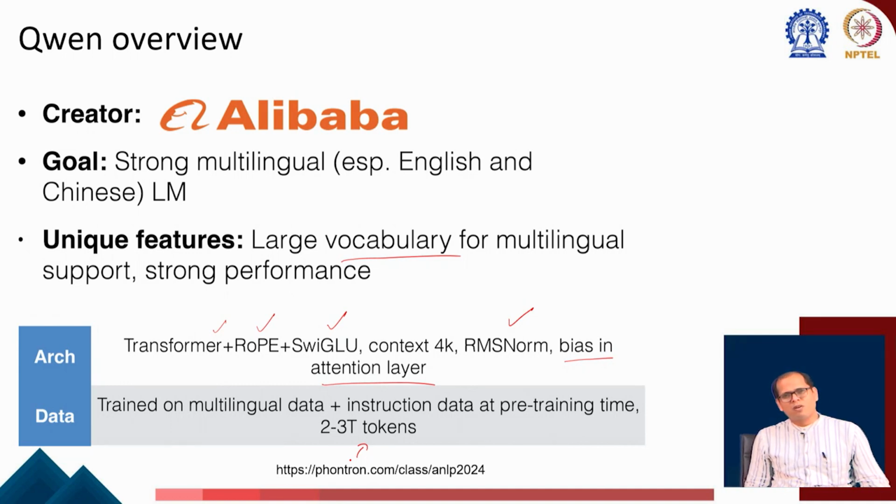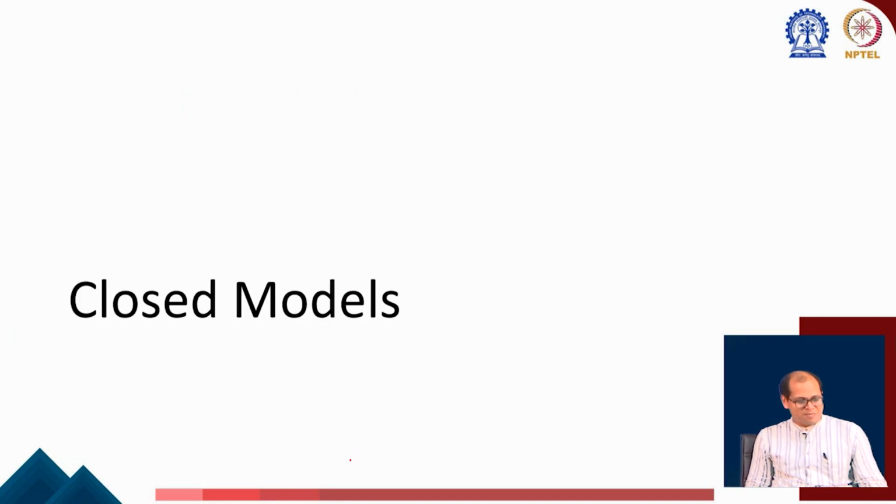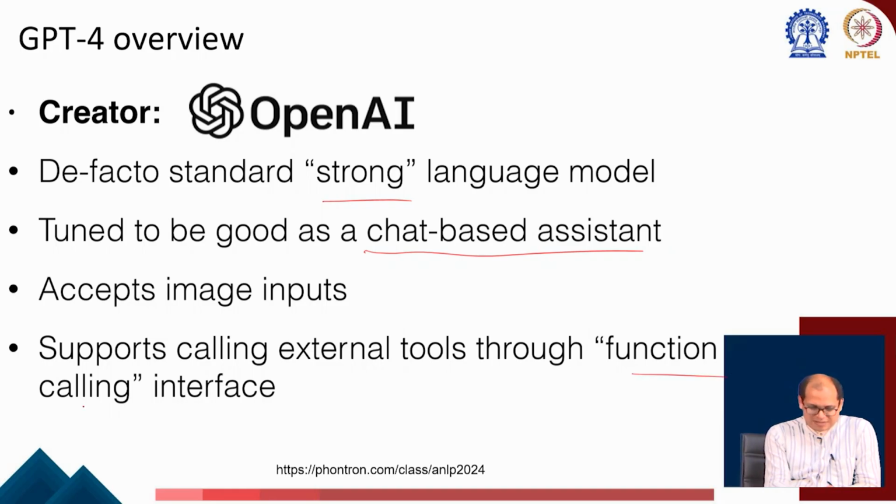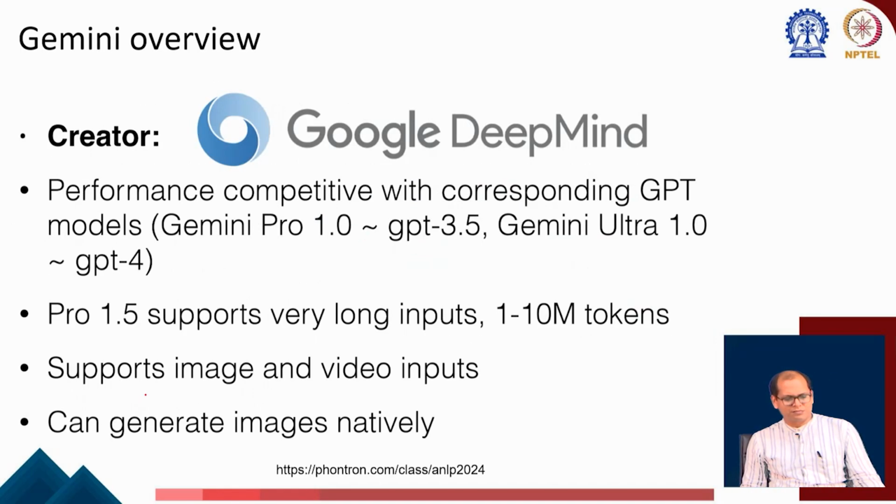So, these are some open models, and then let us talk about some closed models very briefly, like GPT-4 created by OpenAI, the de facto standard strong language model, to compare anything against, and it has been tuned to be a very good chat based assistant. It can also accept image inputs, and you also have a function calling interface now through external tools.